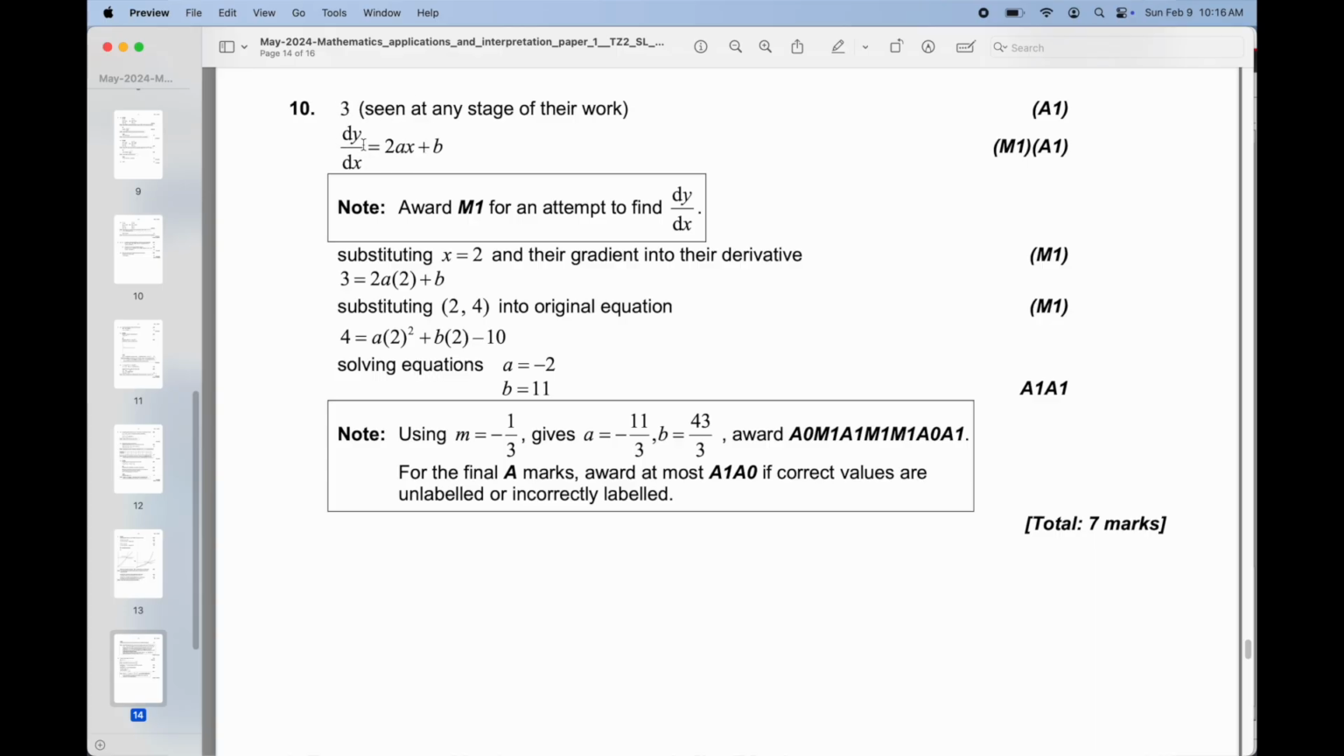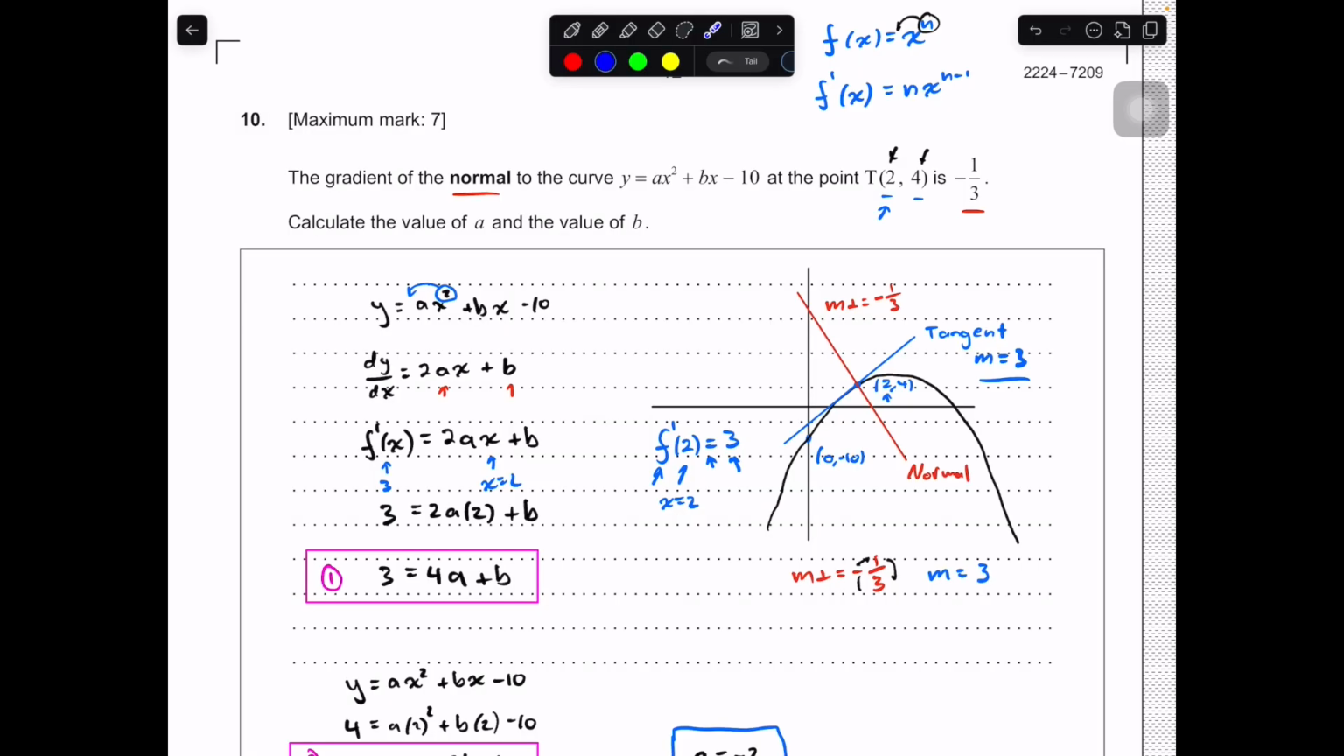This is already 3 out of the 7 marks on a really, really challenging question. So that's not bad. That's not bad. Okay. All right. Let's move on.